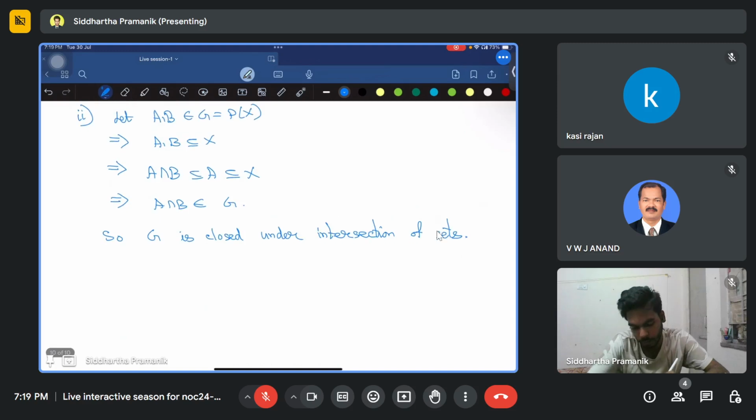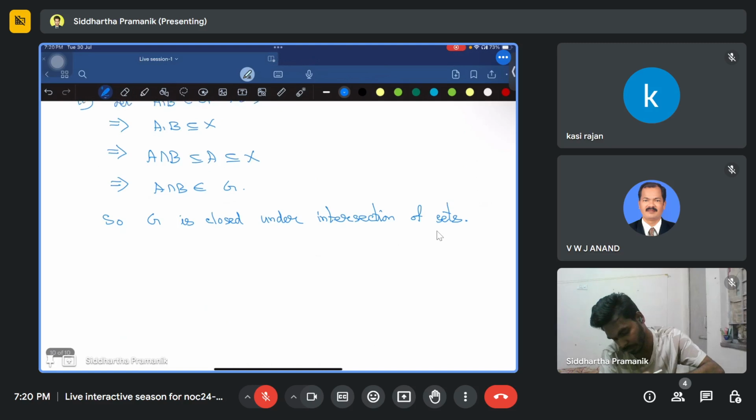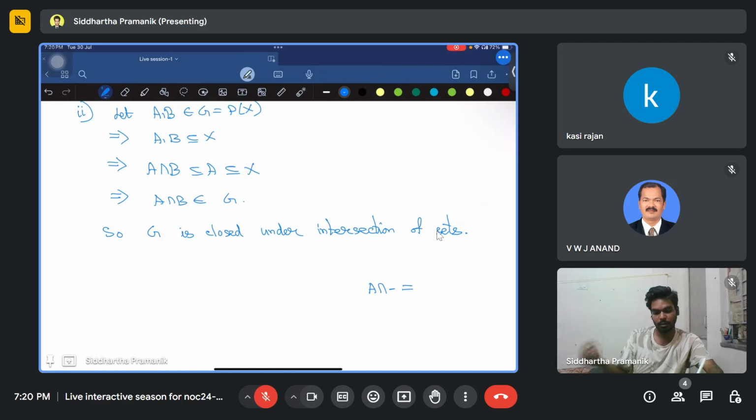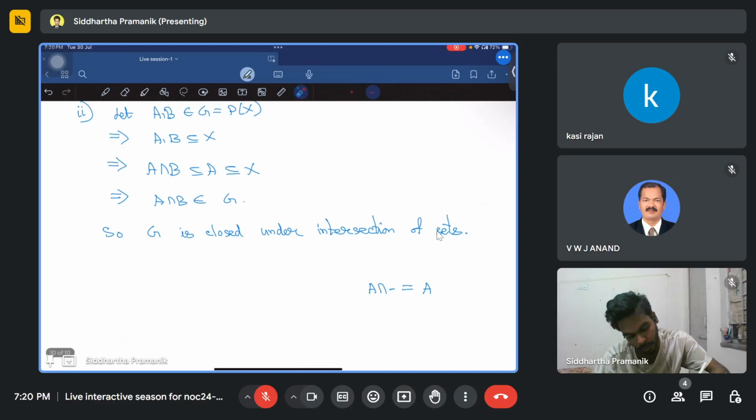Okay. Now the second one is the identity element. So we need A intersection some element which gives A back, right? So what will be the obvious choice for this option, so that it holds for every element A?